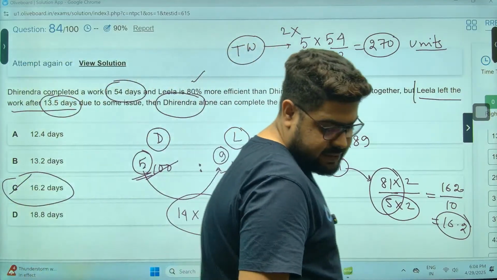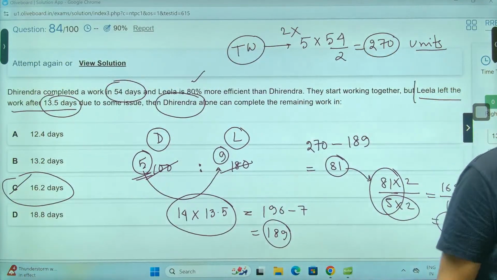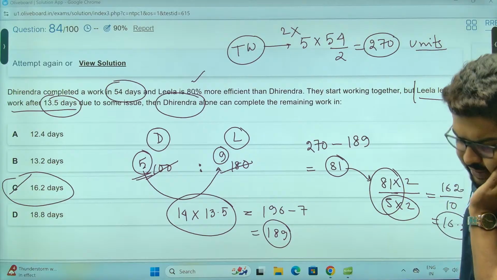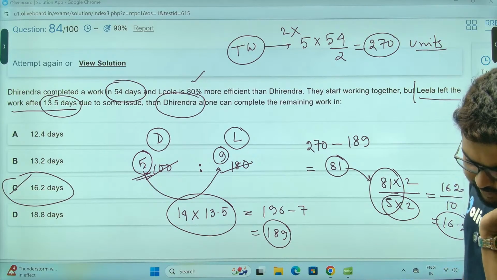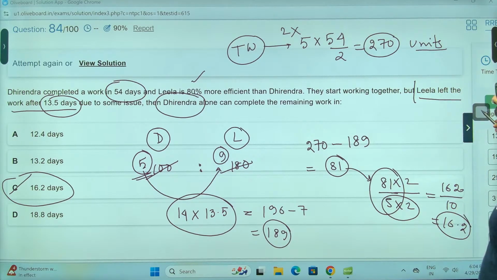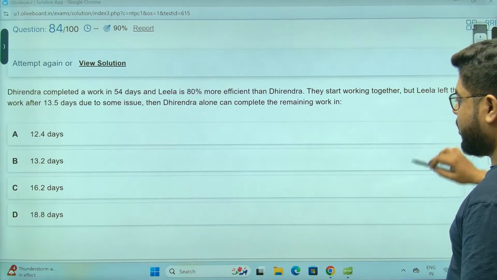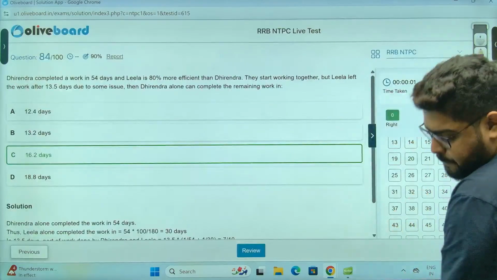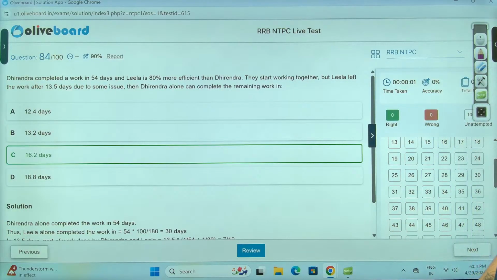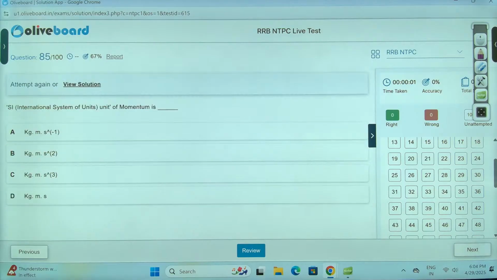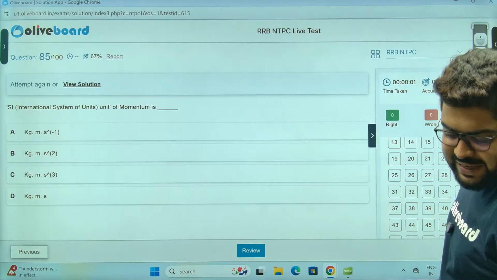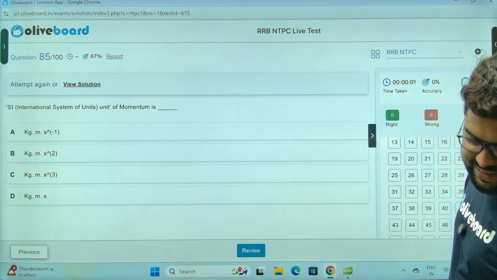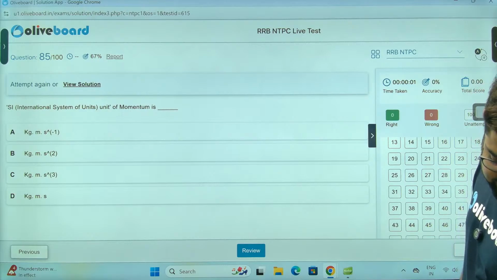Option C is the answer. Option C is the correct answer. Yes, option C is again the correct answer. Perfect, everyone.